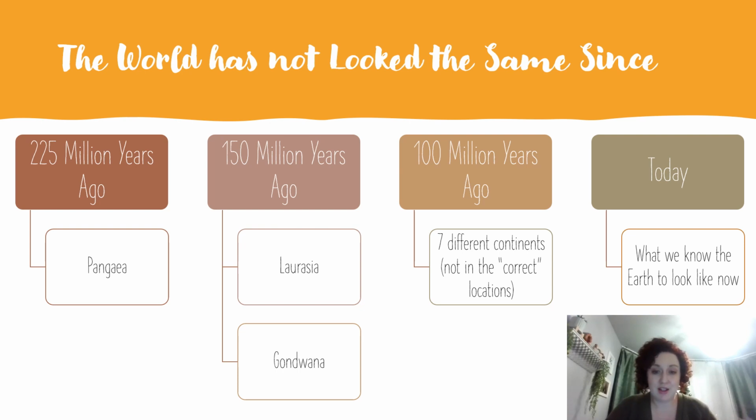225 million years ago, like I said, this is like a timeline. This is what we had. Pangaea, then 150 million years ago, Laurasia and Gondwana, and then 100 million years ago or so, you get the 7 different continents finally starting to make it into the correct location. And then today, obviously, we have the Earth as we know it, and we're able to start to measure and monitor and see that things are still moving.